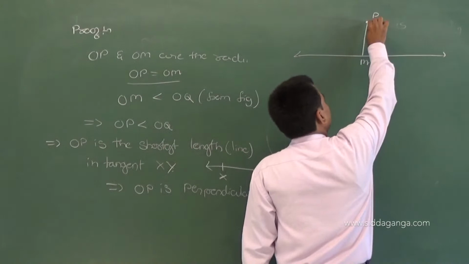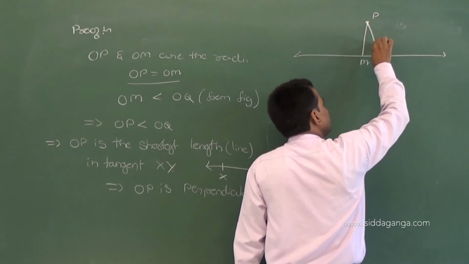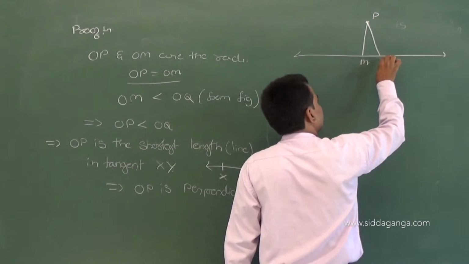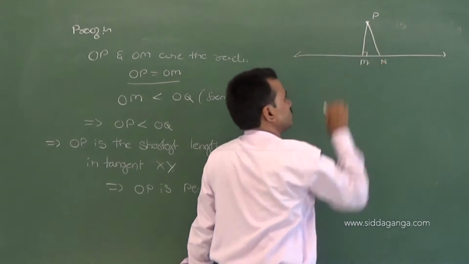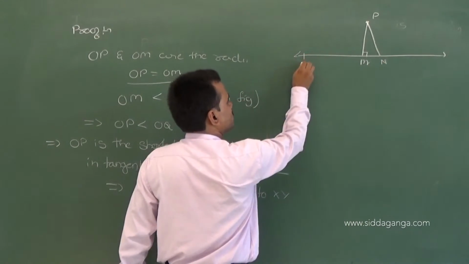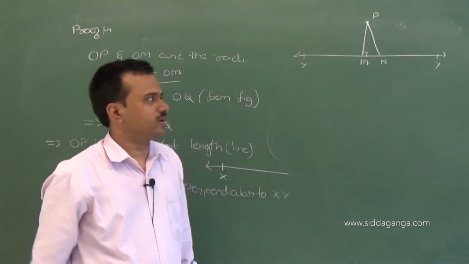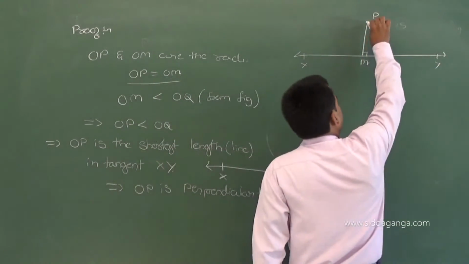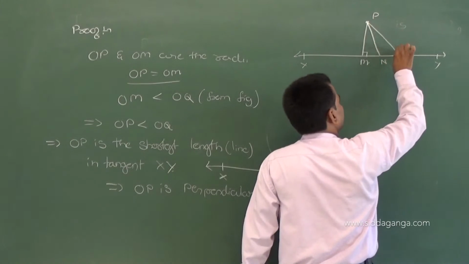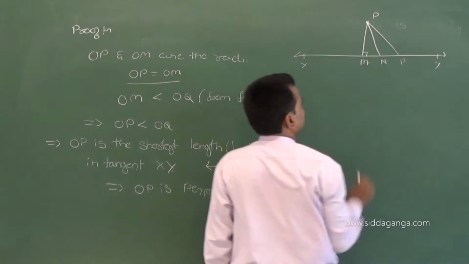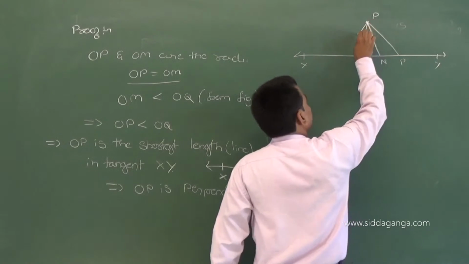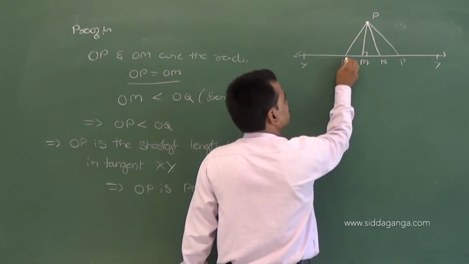So one more line segment I draw PN. This is perpendicular to XY. One more line segment I draw PT. One more line segment I draw PR.